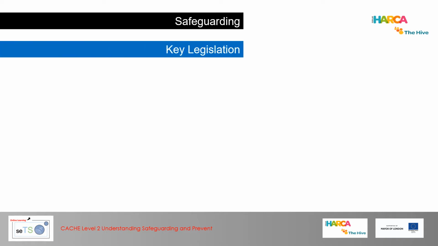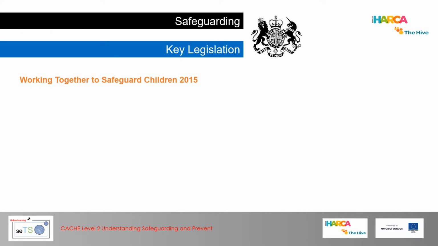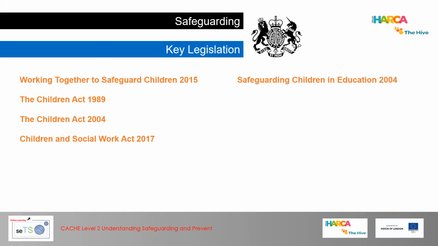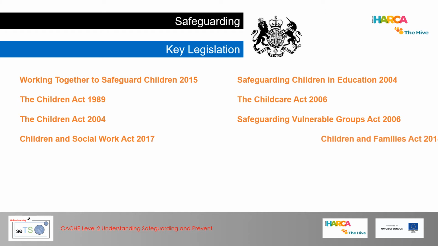Key legislation. Working Together to Safeguard Children 2015. The Children Act 1989. The Children Act 2004. Children and Social Work Act 2017. Safeguarding Children in Education 2004. The Childcare Act 2006. Safeguarding Vulnerable Groups Act 2006 and the Children and Families Act 2014.